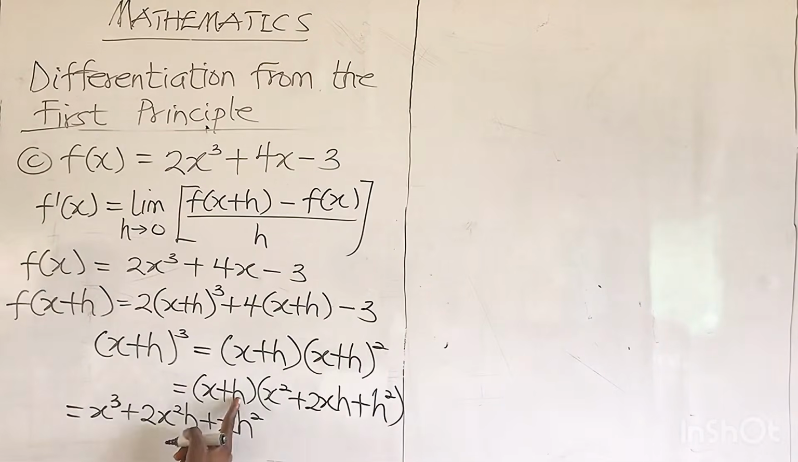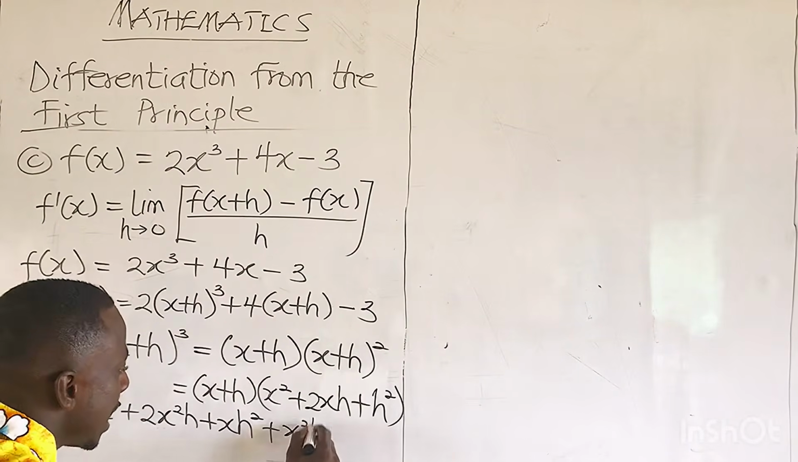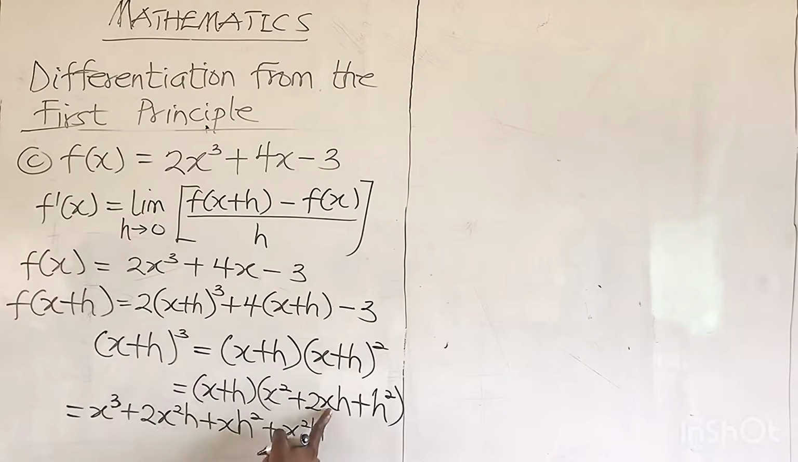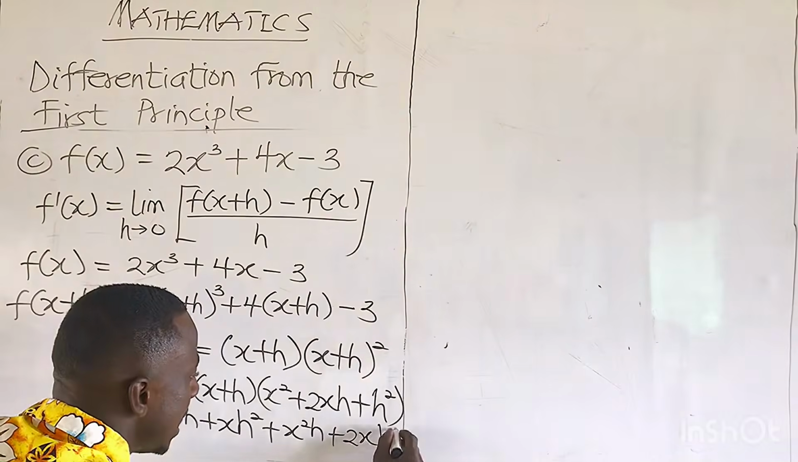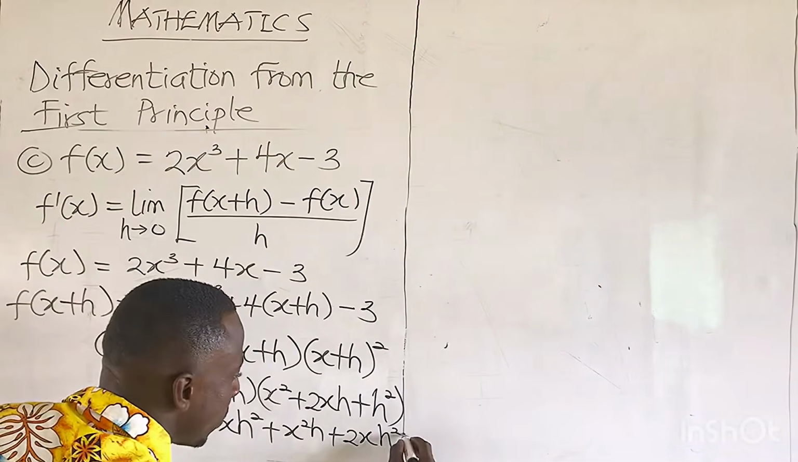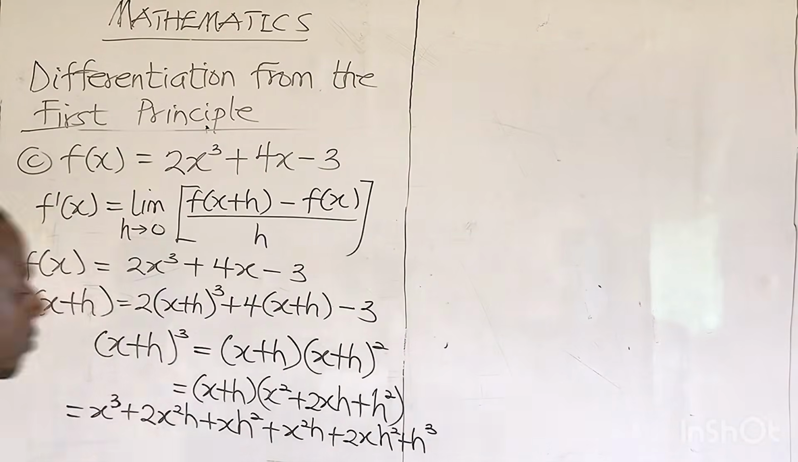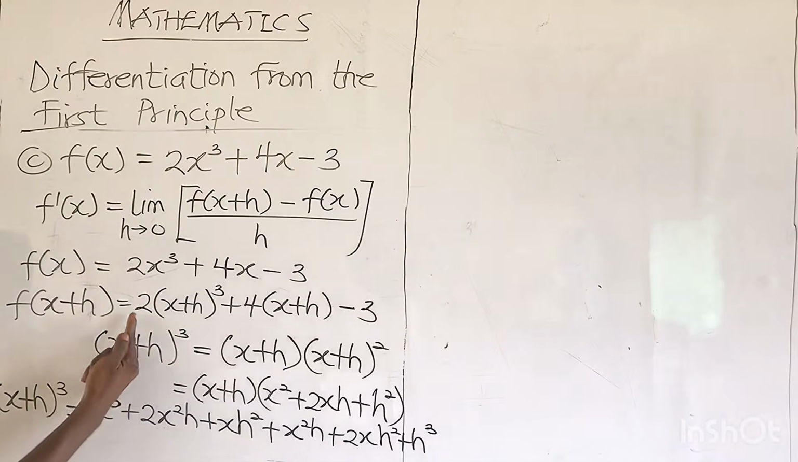Then I have h times x squared, I have x squared h. H times 2xh, I have 2xh squared. Then h times h squared, I have positive h cubed. So this will be (x plus h) all to the power 3. Now after getting it, there is a need for us to make a substitution here so that we can expand it by the 2.